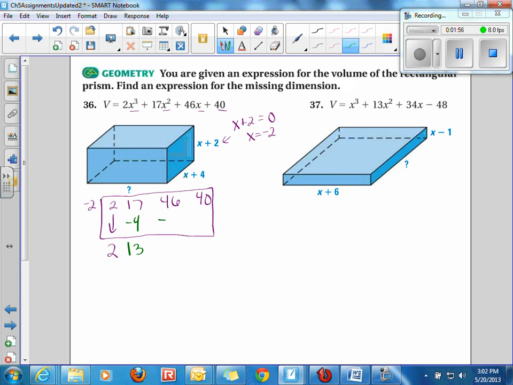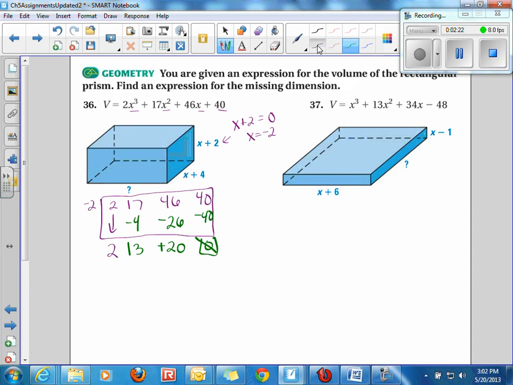13 times negative 2 is negative 26. 46 plus negative 26 is positive 20. So 46 minus 26 really is 20. And then 20 times negative 2 is negative 40, and 40 plus negative 40, 40 minus 40 is 0. You should be getting a 0 here. If you don't, you did something wrong. Then we're going to divide this again.